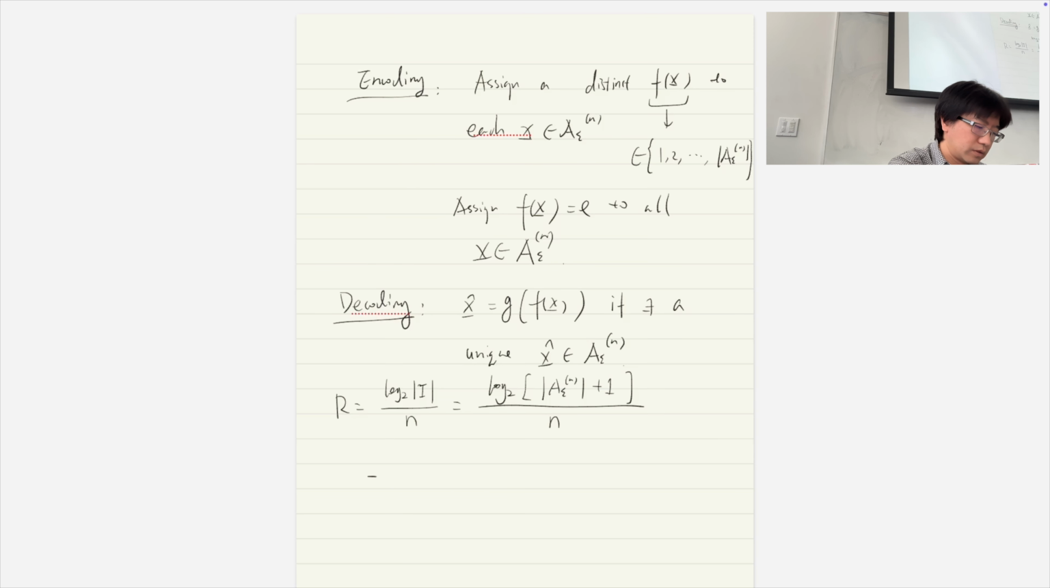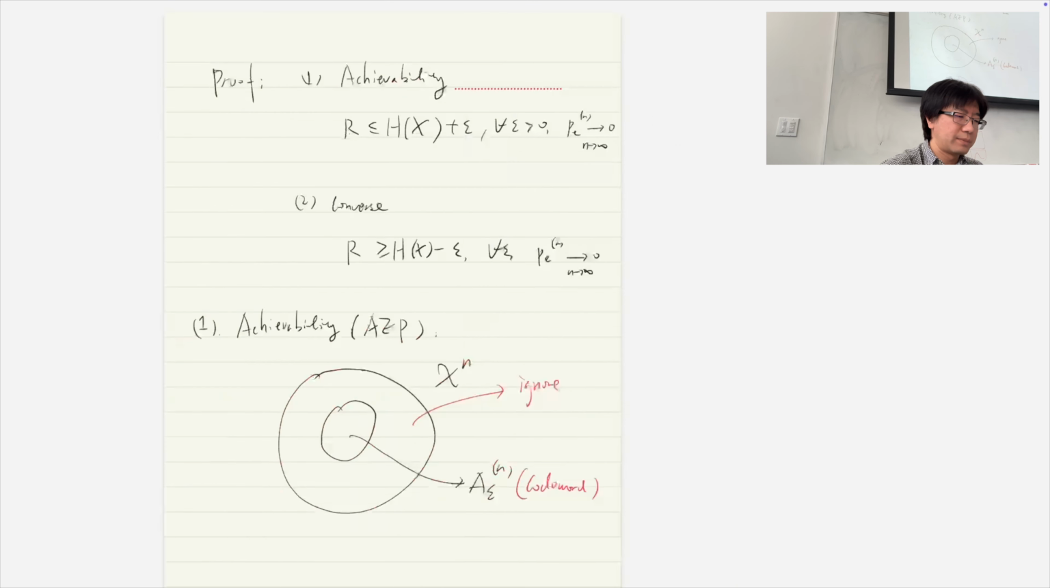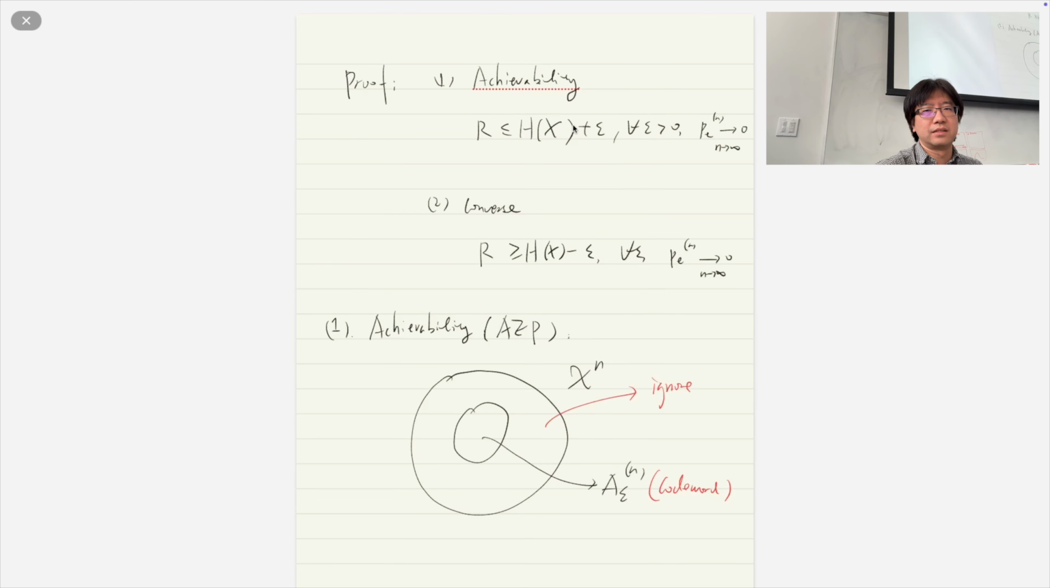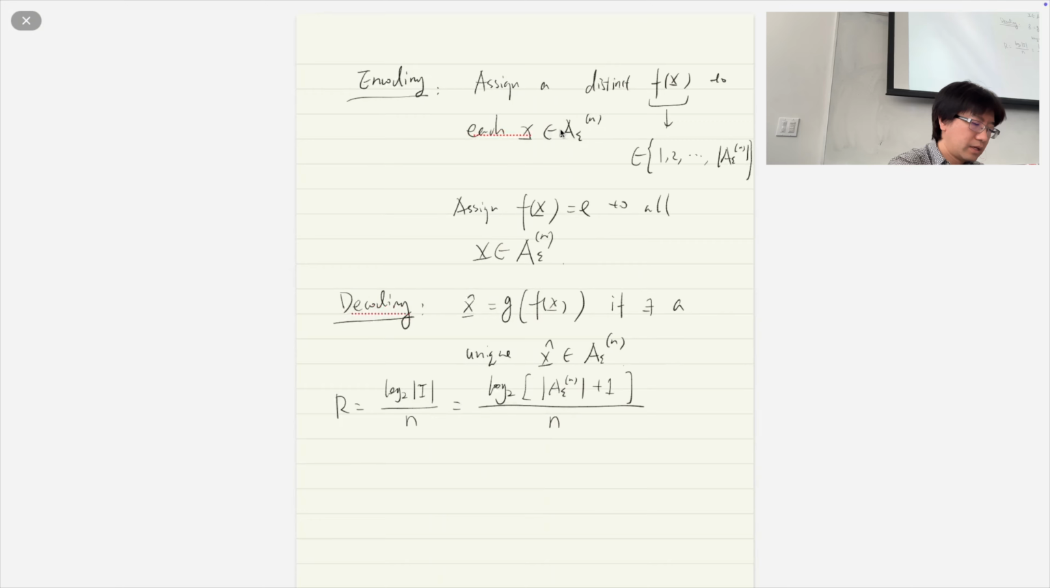So do we know the cardinality of the typical set? Yeah, remember the 4 properties of the typical set. We have an upper bound for the cardinality. Remember our goal is to show R is less than this number, so we need the upper bound here. We just apply the upper bound of the typical set. So this is what we got: the upper bound is 2 to the power n(H(X) plus epsilon). So hopefully you still remember that.